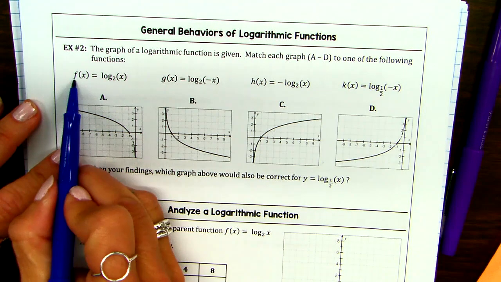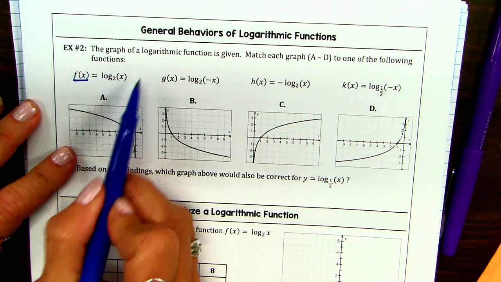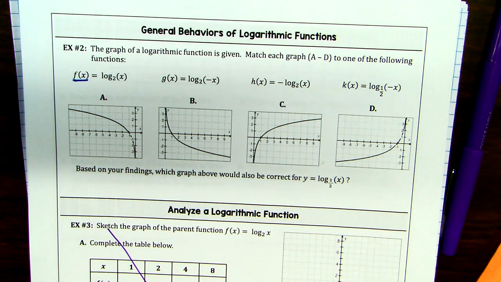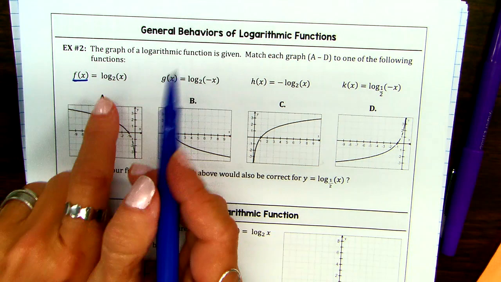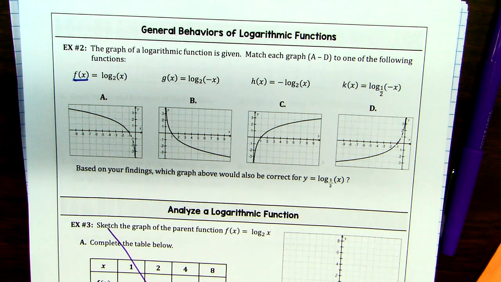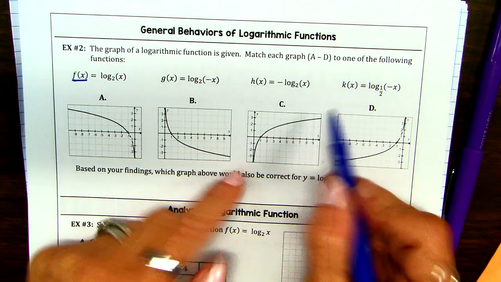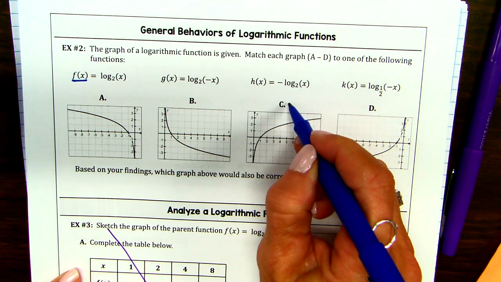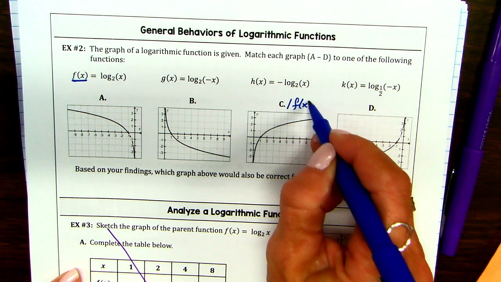So starting with f of x, we have like a basic parent function, right? Log base 2 of x. There's no negatives anywhere or anything. And what we just talked about is that when your b value is greater than 1, it's going to be increasing, and all of our points should be to the right of the asymptote, which is y equals 0. So which one goes with f of x? C, right? All of my points are to the right. I'm increasing. So C and f of x go together.